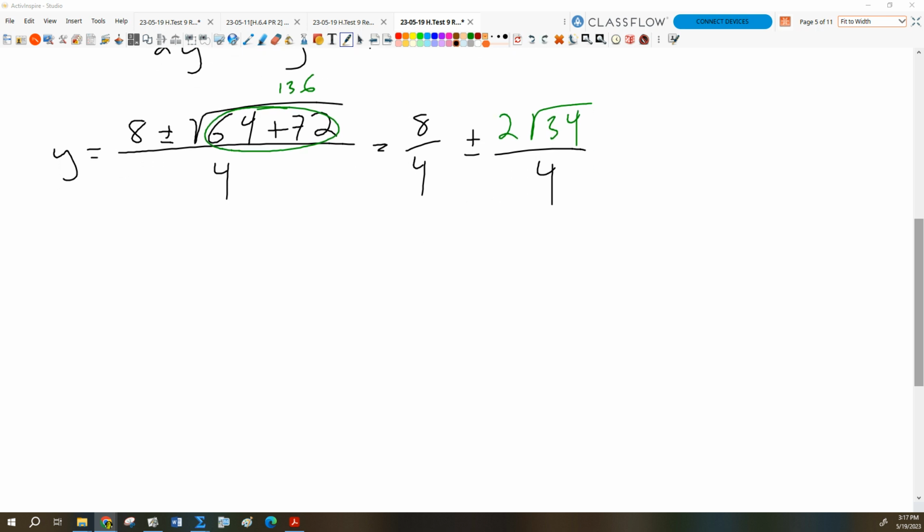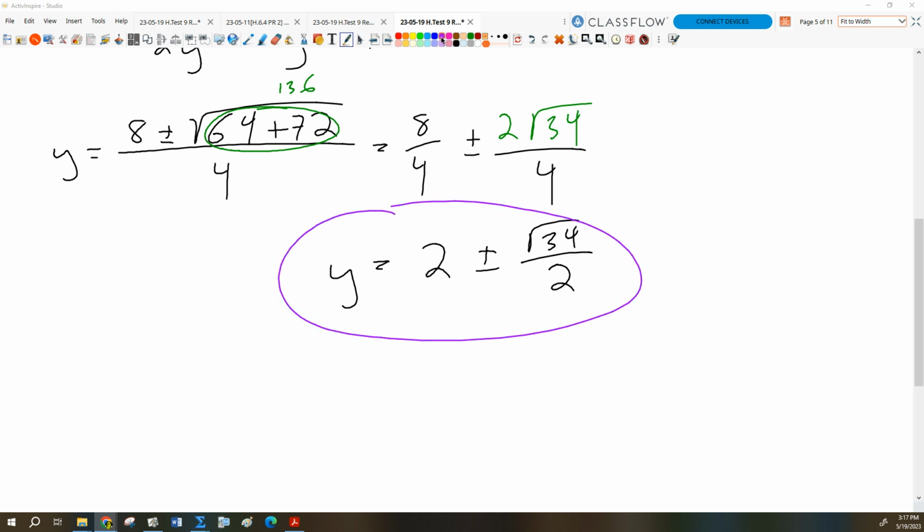And so we get our conjugate answers: 2 plus or minus square root of 34 over 2. Okay, good? If I did all that arithmetic right at the end, I think I did, but I hope I didn't mess up. Anyway, make sense?